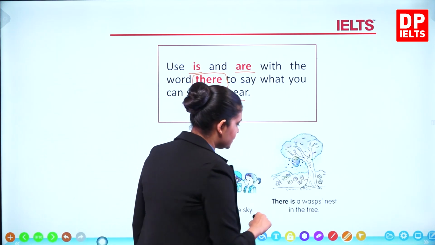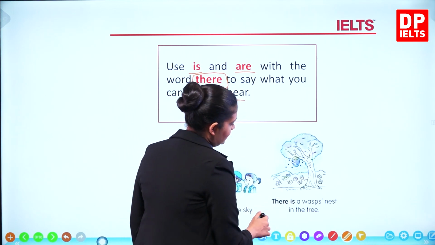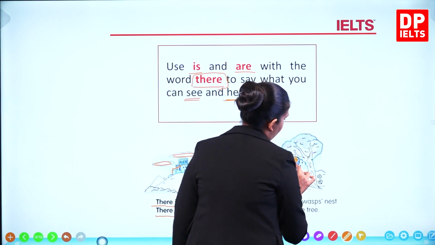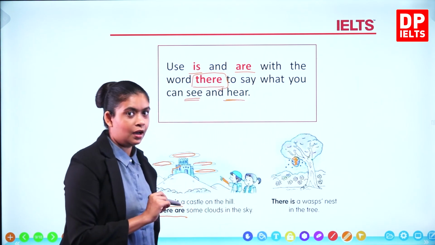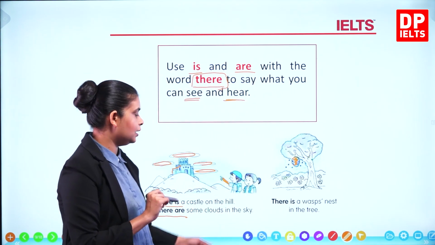There are wasps. Sorry, there is a wasp's nest in the tree. Right? Otherwise we call this bees, right? A beehive, we also say, right?